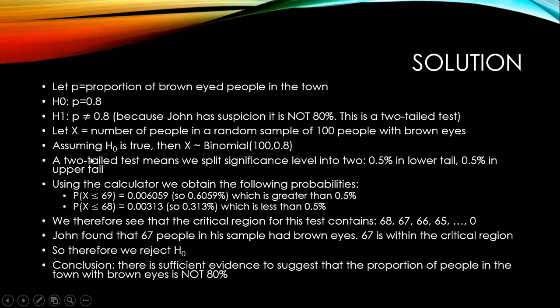But because we're rejecting H0, because 67 people is in our critical region, in our rejection region, that means that there is sufficient evidence to suggest that the proportion of people in the town with brown eyes is not 80%, because 67 is too far away from the expected value of 80. And we know that because of these binomial distribution probability calculations that we can do on the calculator. So that's how I would structure an exam answer for this question.